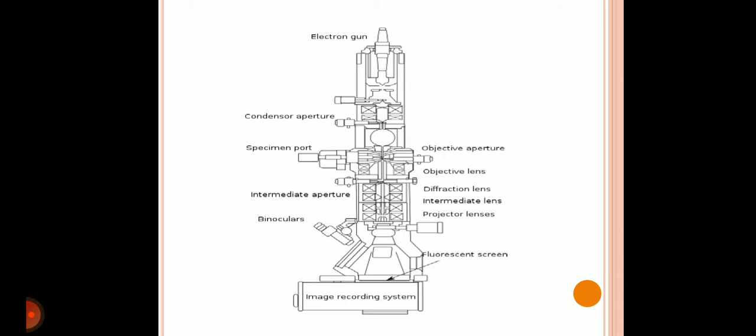Here is its diagram. Ultra-thin section of specimens. Electrons pass through the specimen, then through electromagnetic lenses to a screen or film. Specimen may be stained with heavy metal salts, and it has 10,000 to 100,000 x magnification, resolution 2.5 nanometer.